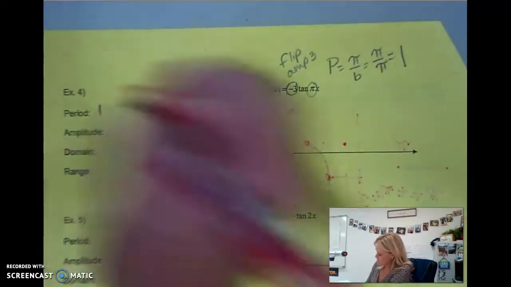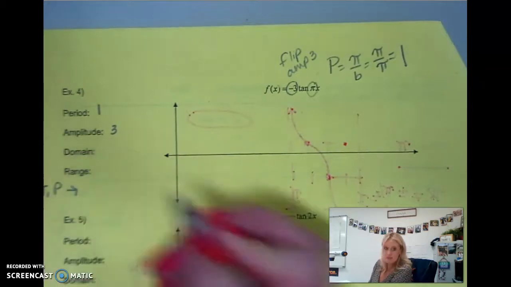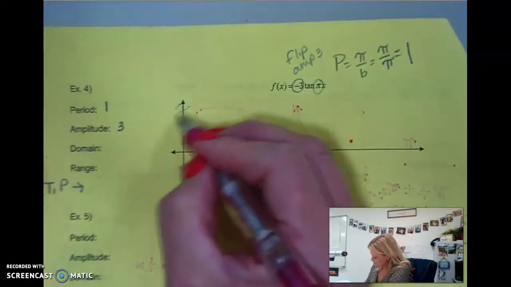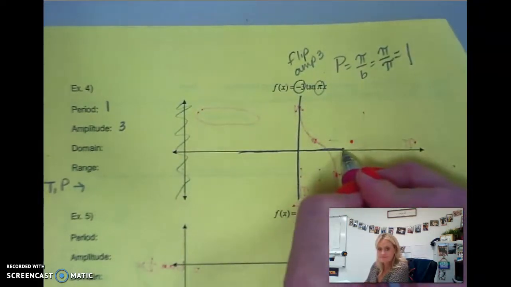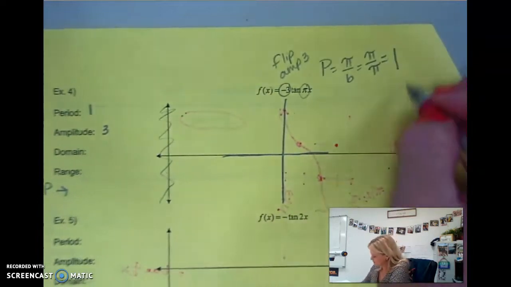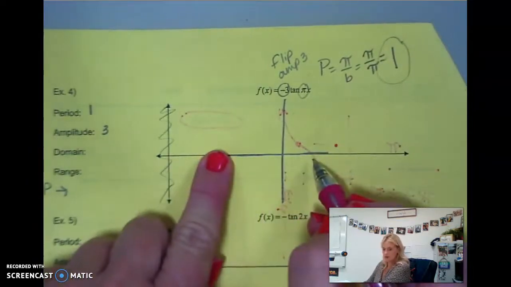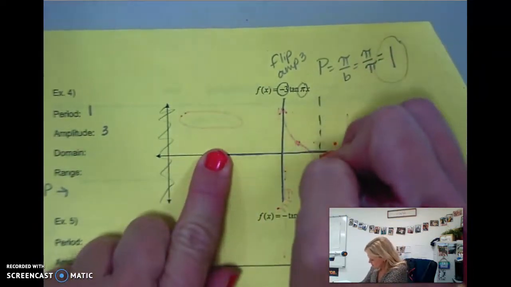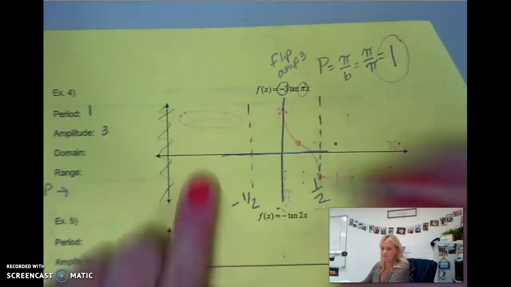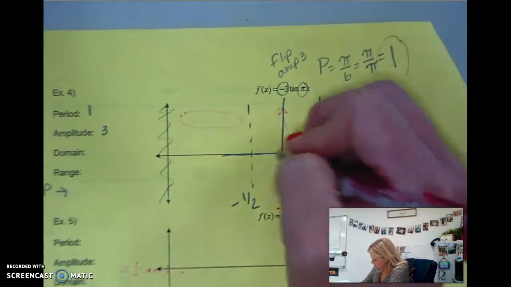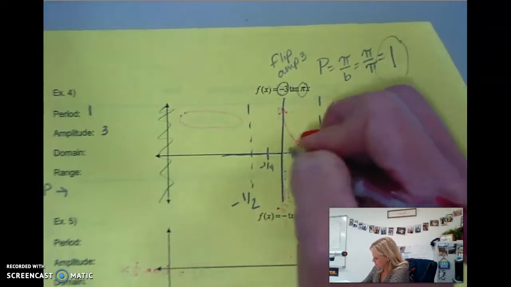So my period is 1, my amplitude technically is 3, but again, we're going to be focusing on turning points in a second. I'm going to move my origin here in the middle. And if my period is 1, we need our asymptotes to stretch 1 apart total. So this is going to be 1/2 and negative 1/2, which means my turning points are going to be at negative 1/4 and positive 1/4.